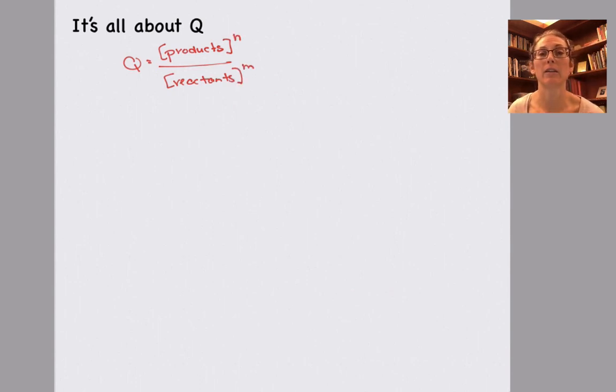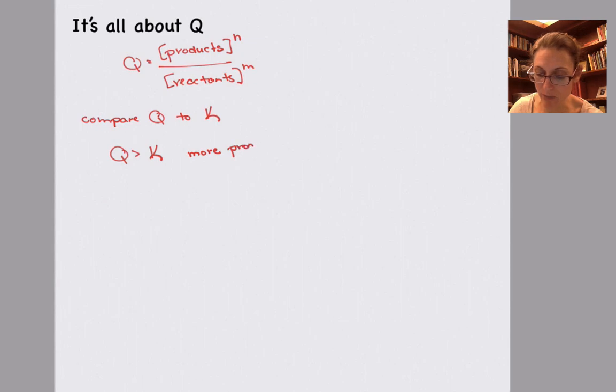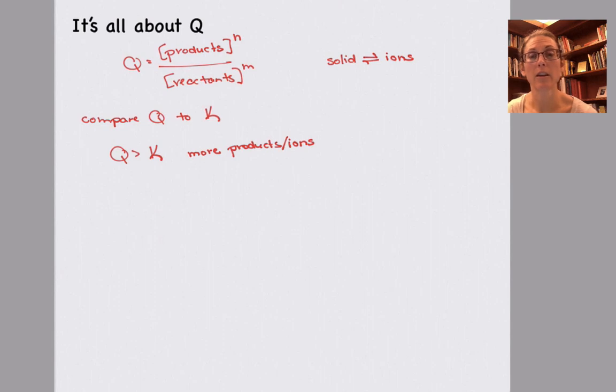And then you'll compare Q to the equilibrium constant value, to KSP, for that solid. If Q is greater than K, you have more products, and remember, these products are the ions, than you would find at equilibrium. And so in order to achieve equilibrium, some of those ions are going to need to become the solid. And so what you have is a precipitate. Some of the ions that were in solution are forming a solid.